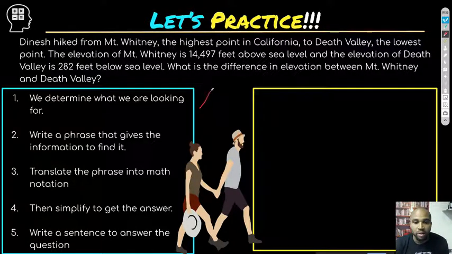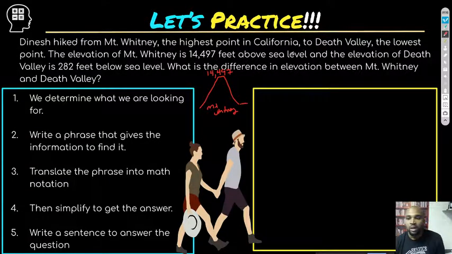So here's our mountain. And it's at the highest point in California. This is Mount Whitney. You know, to give it some context. I even put some people in here, right? So you get the idea. So the elevation of Mount Whitney is 14,497 above sea level. So this bottom part where it's on the ground, that's 0. But we know at the very top up here is 14,497. And the elevation of the Death Valley is 282 below sea level.